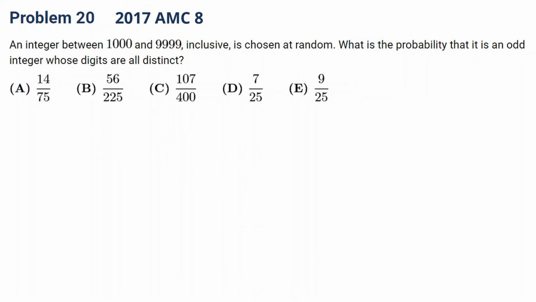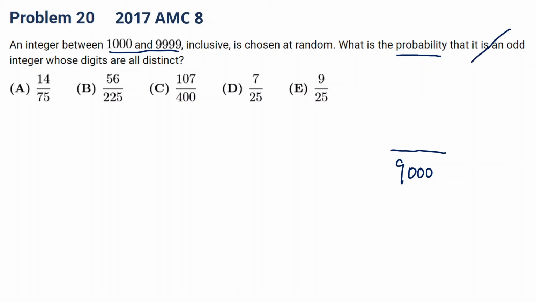Okay, lastly, let's see this one. This is 2017 problem 20. Let's pause the video and see if you can get it. Okay, let's come back. So this is a probability question. An integer between these two numbers inclusive is chosen at random. So chosen at random means we have 9,000 numbers to choose from. So this will be our denominator.